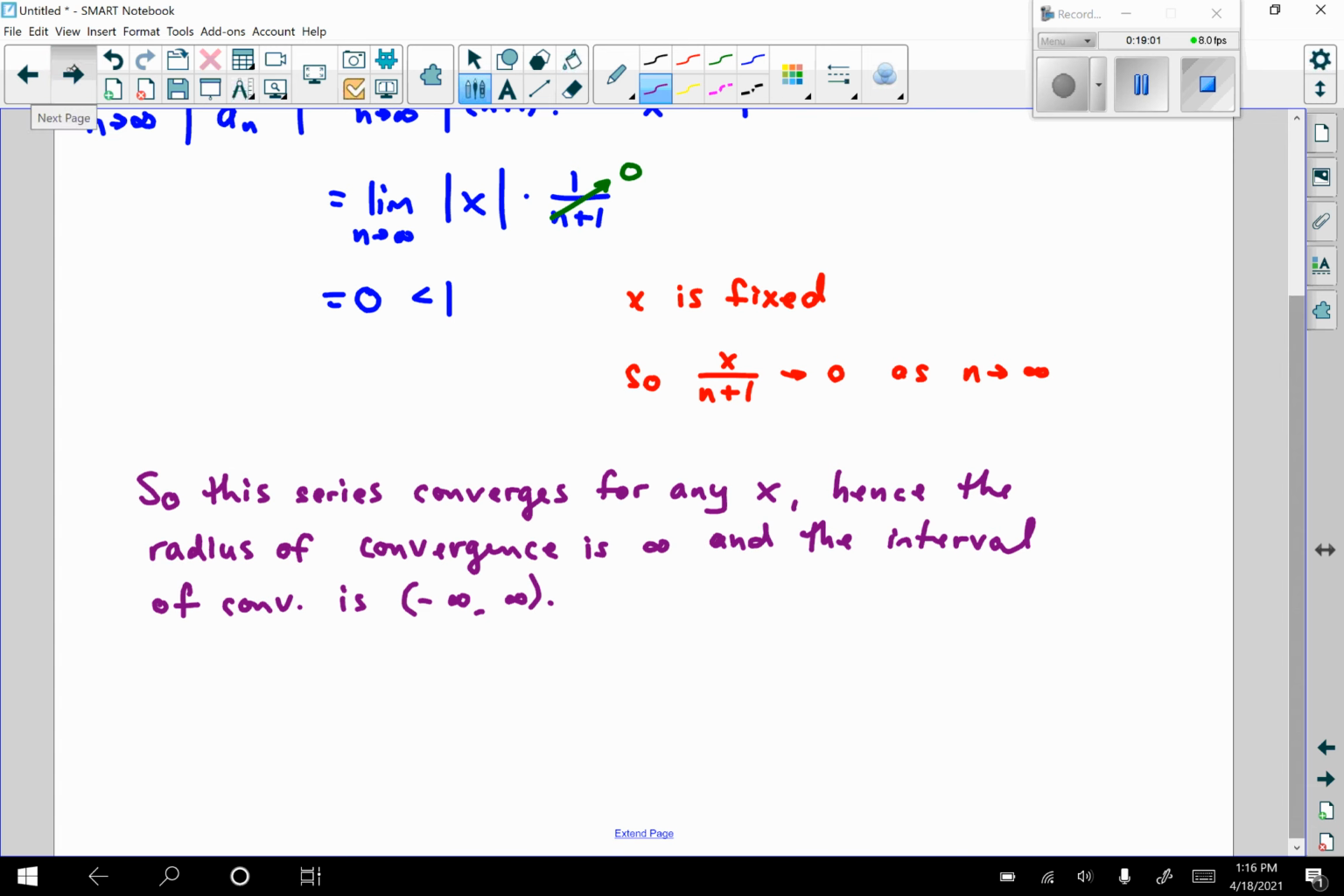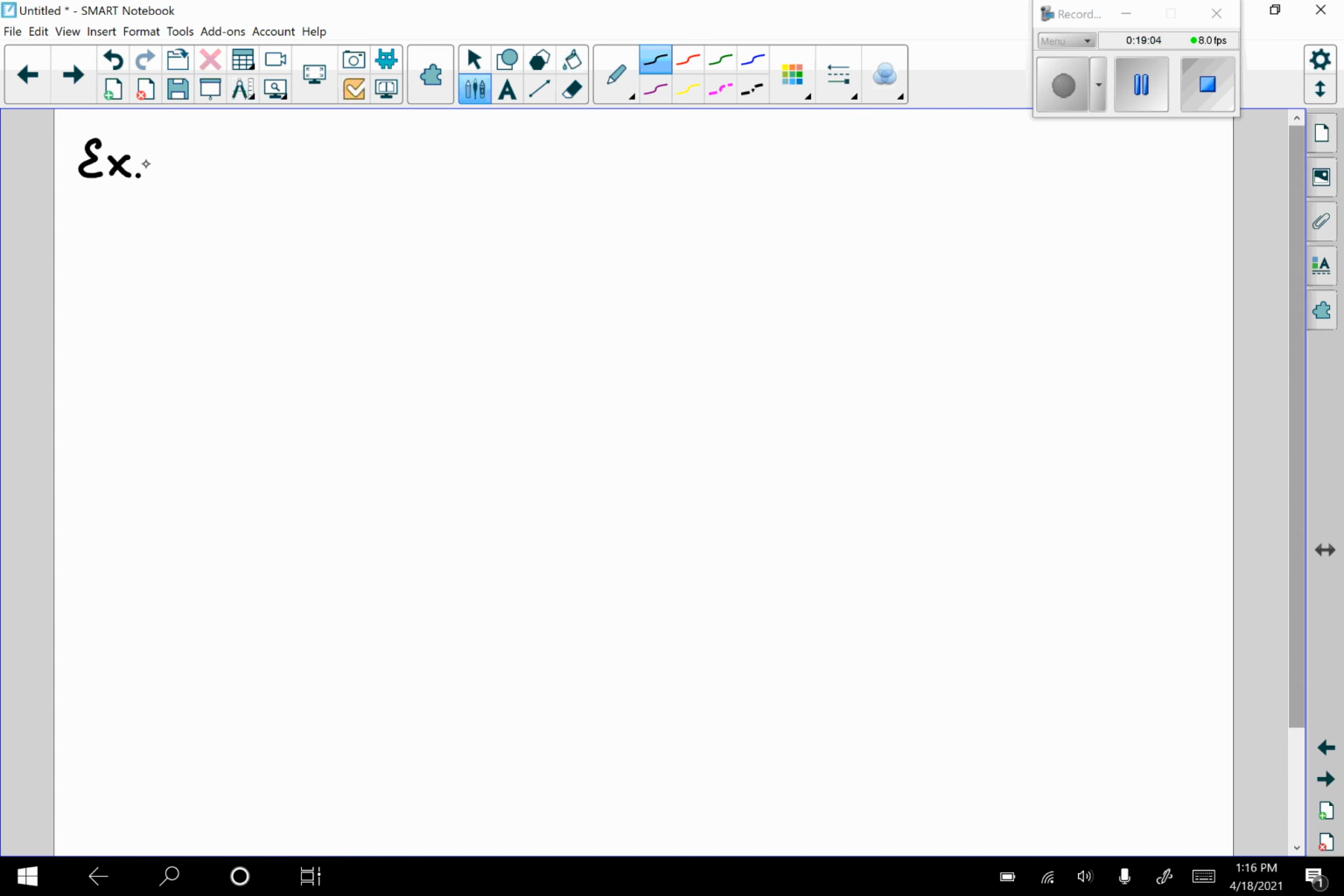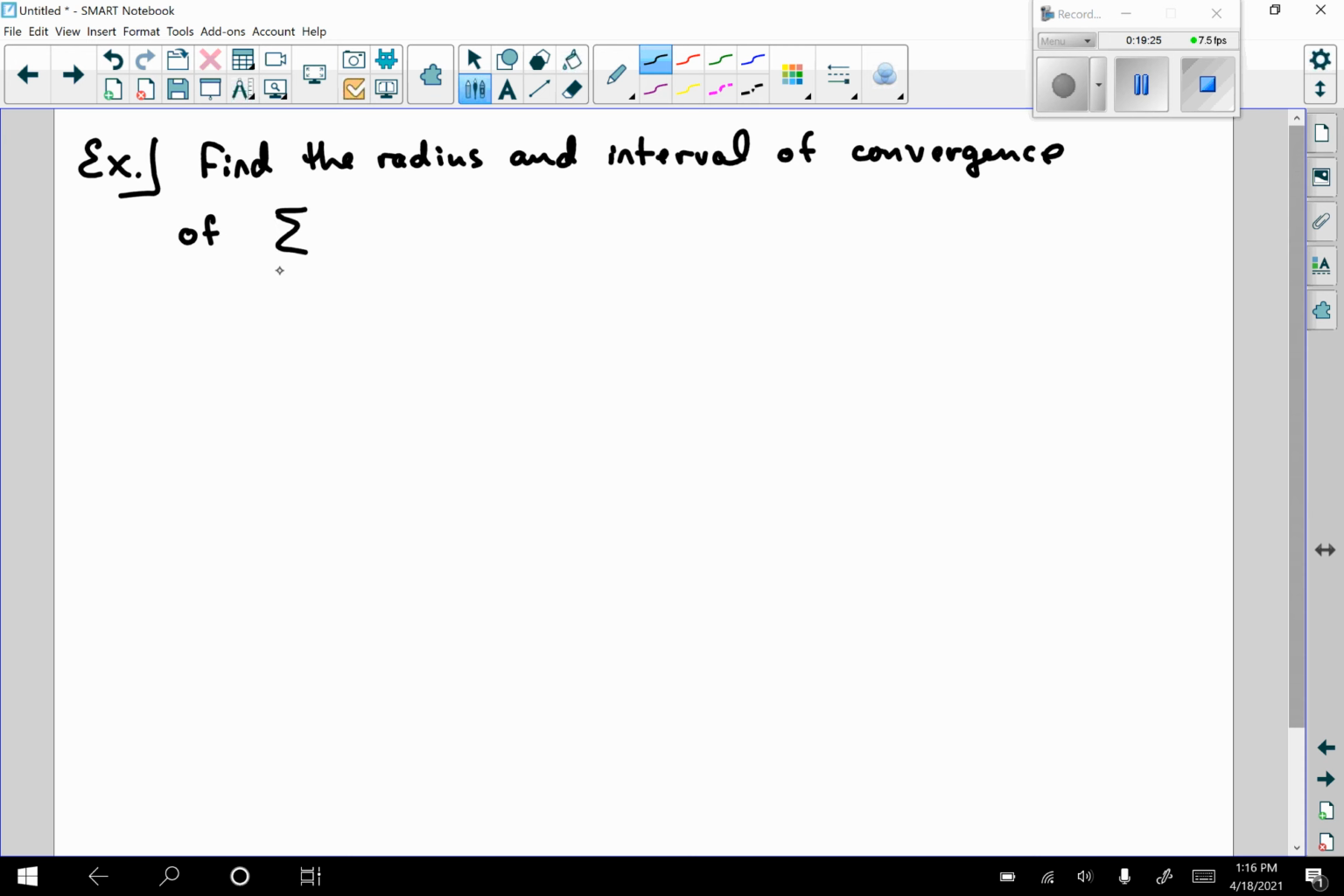And we'll take a look at one more example. Again, let's find the radius and interval of convergence of this series: the summation as n goes from 1 to infinity of x to the nth power over n times 3 to the nth. And again, this is centered at 0, so we'll use the ratio test.